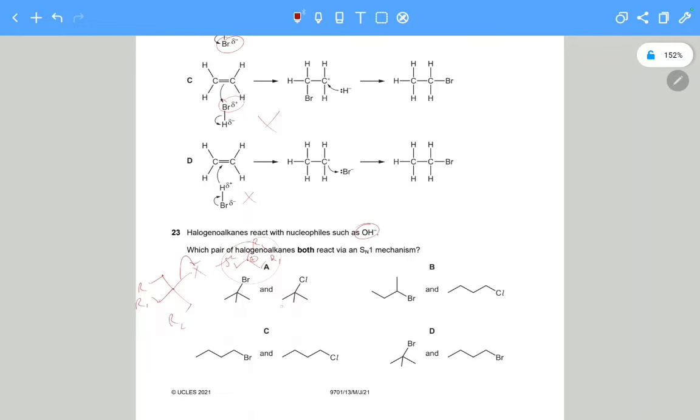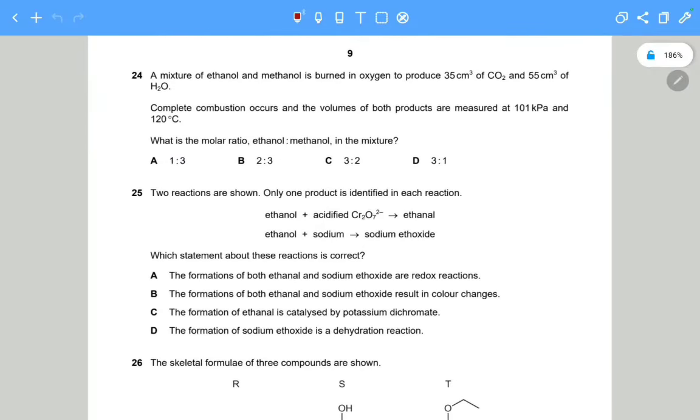So option A, both tertiary, this works. Option B, this is primary, so definitely not. This is secondary, so we can't really say. So option B, all in all, cannot be correct. Option C, both primary, not correct. Option D, one tertiary, that works, but the second one is primary, so that does not work. So it has to be option A, the answer. Question 24.